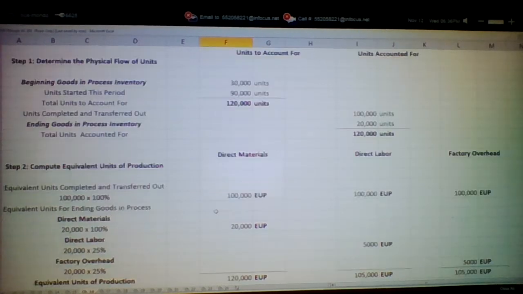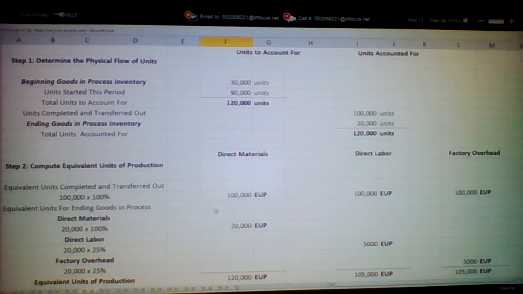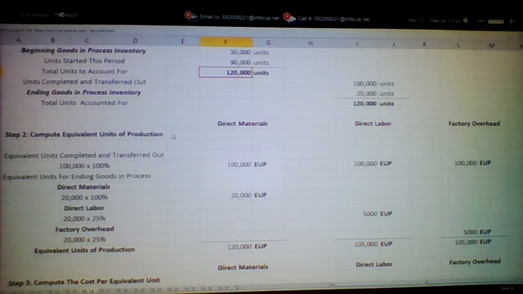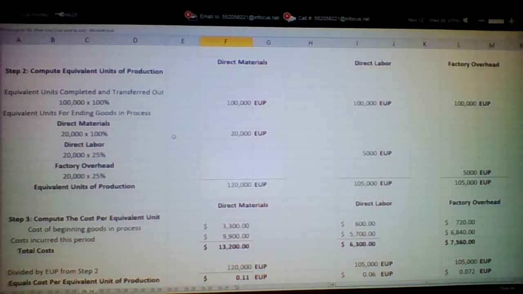So that's our information. All right. First step in this process, determine the physical flow of units. So beginning goods in process, 30,000 units, and we start at 90,000. So we have 120,000 units we've got to account for, right? Units completed and transferred to finished goods, 100,000. Units left at ending goods and inventory, 20,000. So that's 120,000 units to account for. They're accounted for in that way. So there's not some weird gap here that we've got to figure out what went wrong. That's a good start.